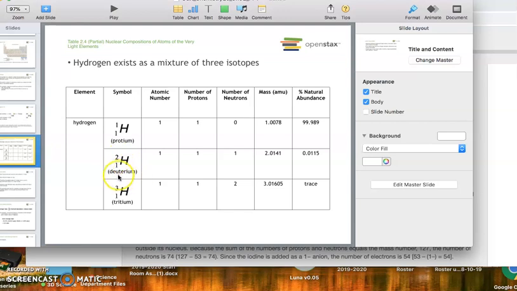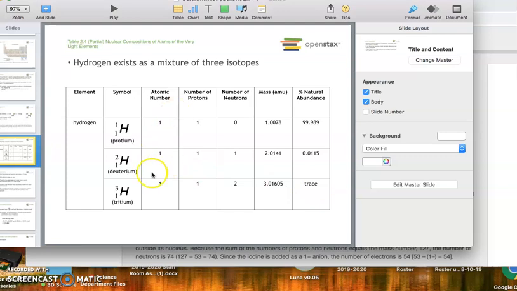Hydrogen 2, or deuterium, has a natural percent abundance of 0.0115. So that means if I had a sample of hydrogen, I would have 0.0115% hydrogen 2, or deuterium. And then tritium, H3, there are trace amounts there. Okay, so very, very small amounts.